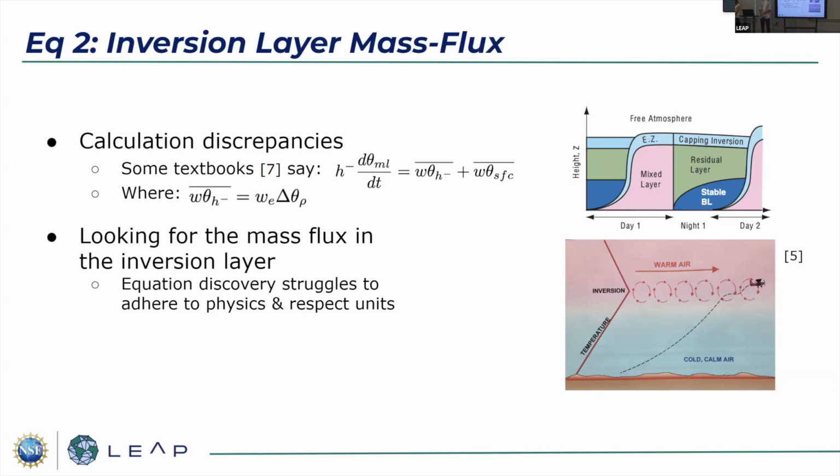Then we were looking to see if we would get this plus overshoot term, to see if there was some other dependency for this mass flux. However, we did run into some limitations with equation discovery here. We found that equation discovery does tend to struggle to adhere to some of our laws of physics. And while it does have built-in measures for respecting units, we were getting different scales on the various equations we were coming up with.